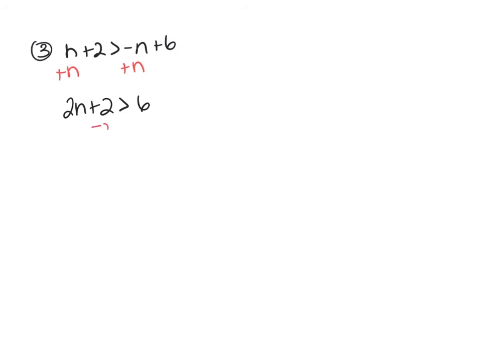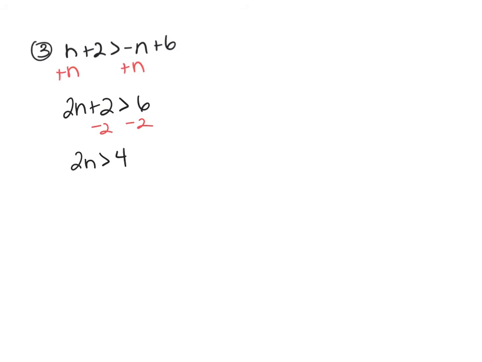So n plus 2 greater than negative n plus 6. We're going to add n to both sides. And I get 2n plus 2 is greater than 6. Subtract 2 from both sides, so 2n is greater than 4.